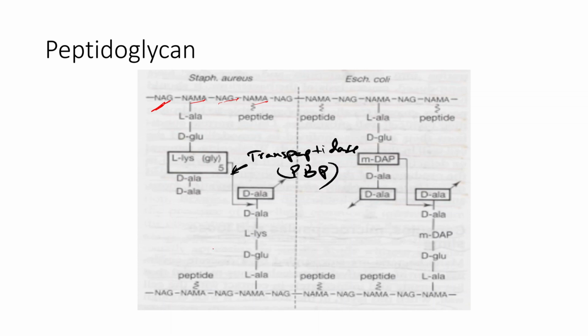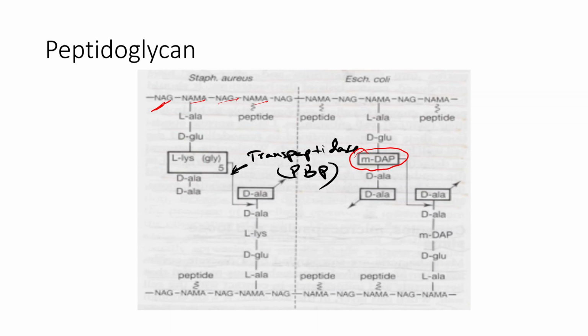In gram-negative bacteria, it is the same peptide except the third amino acid is not L-lysine, it is meso-diaminopimelic acid. Other than that, they are the same. In addition, in Staph aureus, a pentaglycine, 5 glycine molecules, is attached to the L-lysine. So those are the small differences between the gram-positive and gram-negative pentapeptide chains.